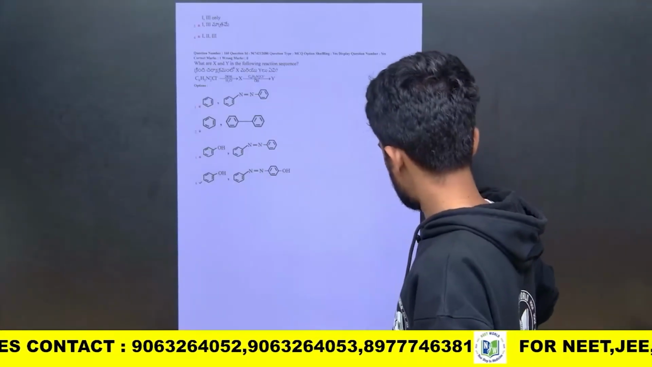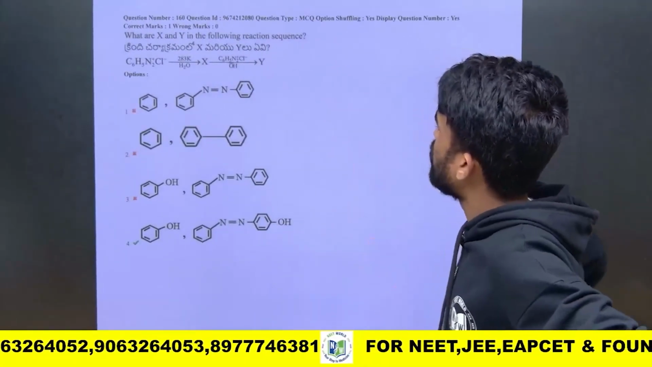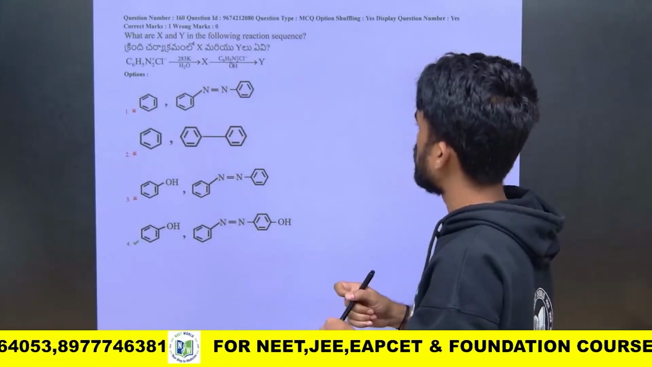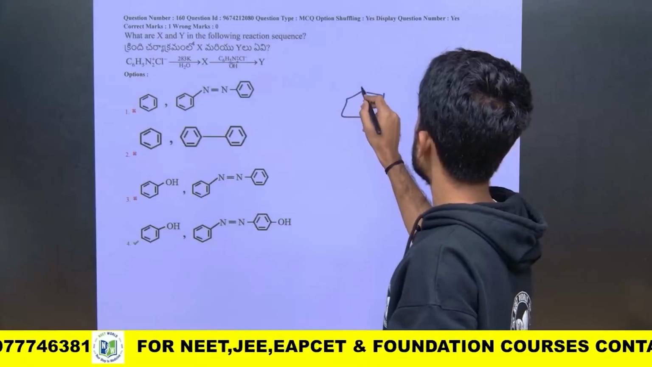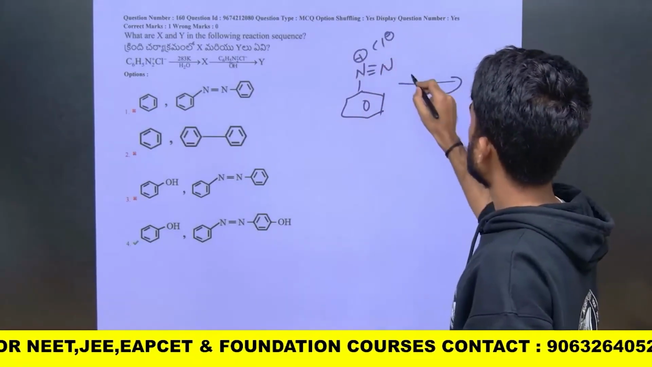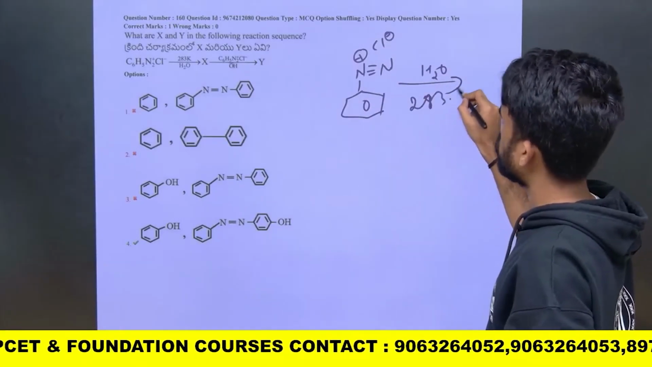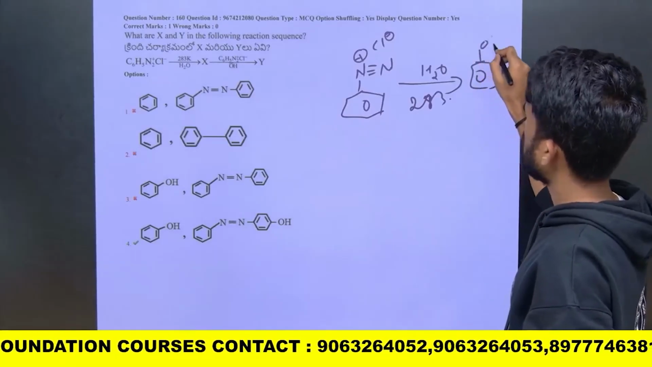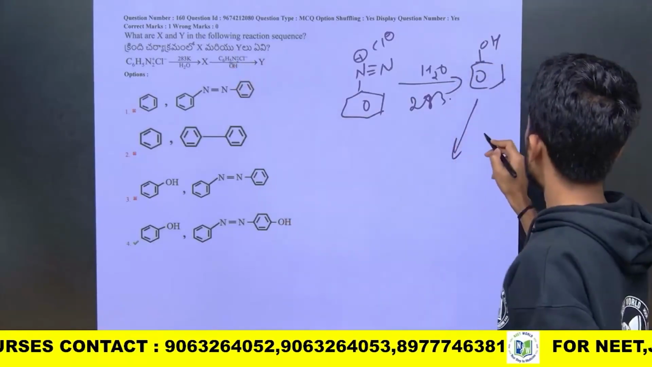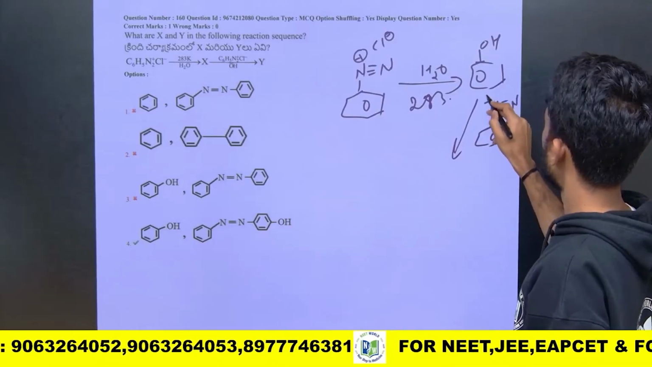Next. What are X and Y in the following reactions? We have benzene diazonium chloride. You can write it like this, N2 plus Cl minus. Upon treating with water at 283 Kelvin, it will give phenol. Then this phenol reacts with benzene diazonium chloride again.